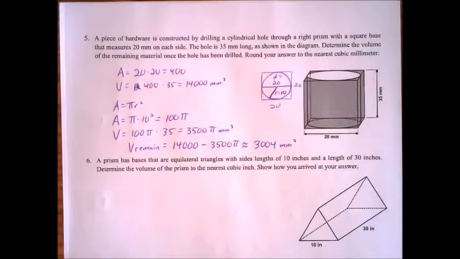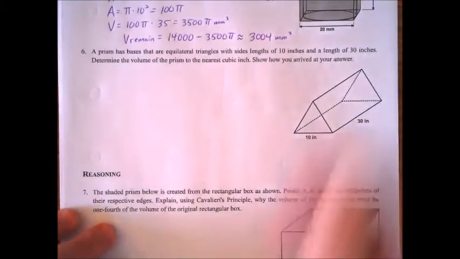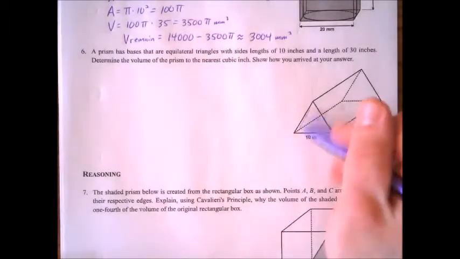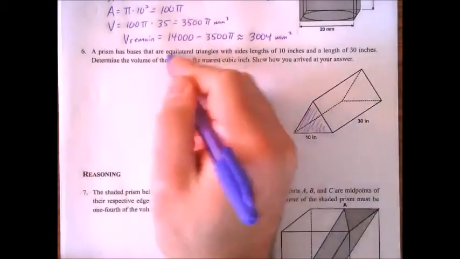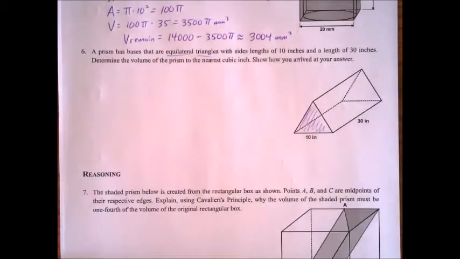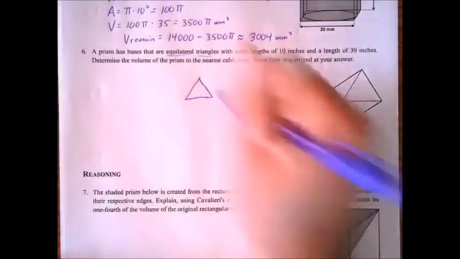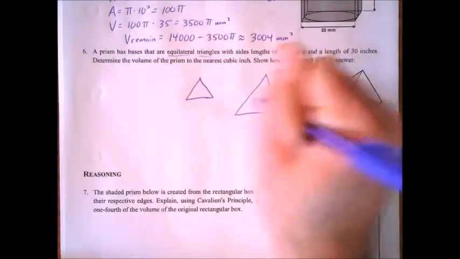Okay, number 6. All right, so again, to find volume, we need the area of the base. So this is our base, this equilateral triangle. It tells us right here, equilateral triangle, so all sides are the same. So let's just look at the front view here. In fact, let me make it just a tad bigger. You'll see why in just a second. All right, so 10 on each side.